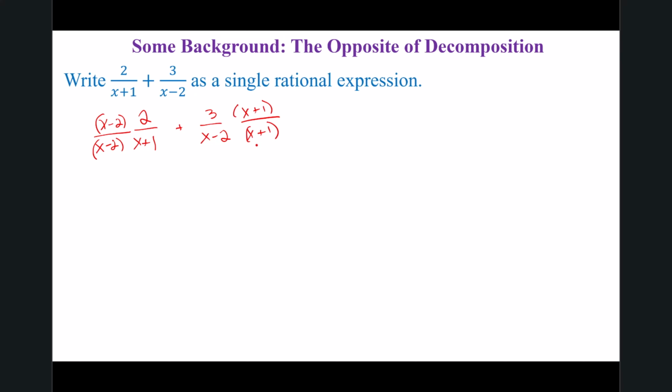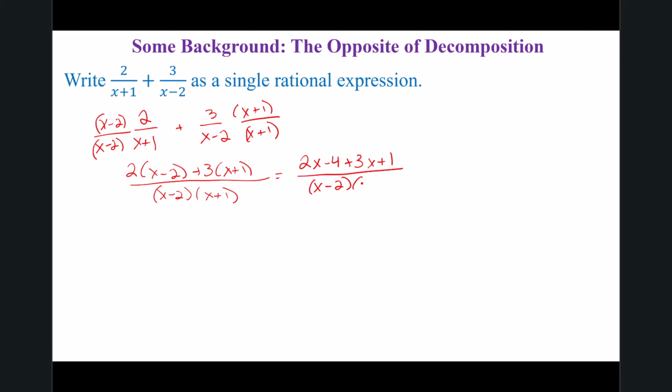So I've multiplied both fractions by a version of 1. Anything over itself is 1. And then if I multiply here, I have 2 times x minus 2 plus 3 times x plus 1 over that common denominator. And I can simplify my numerator. I have 2x minus 4 plus 3x plus 1 over x minus 2 times x plus 1, which is 5x minus 1 over x minus 2 times x plus 1.